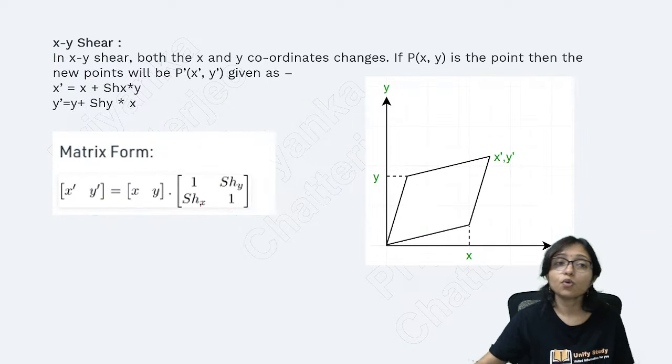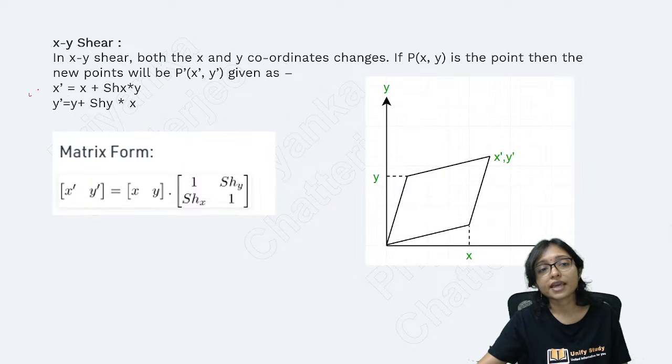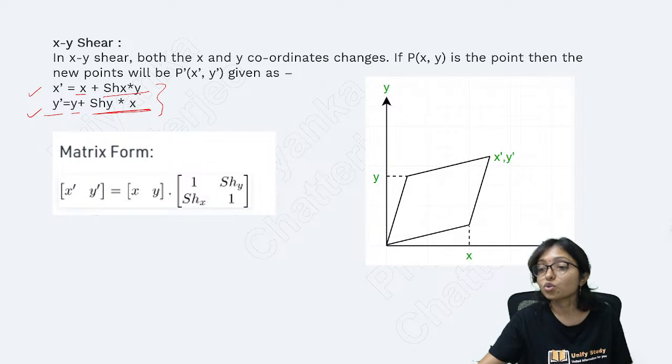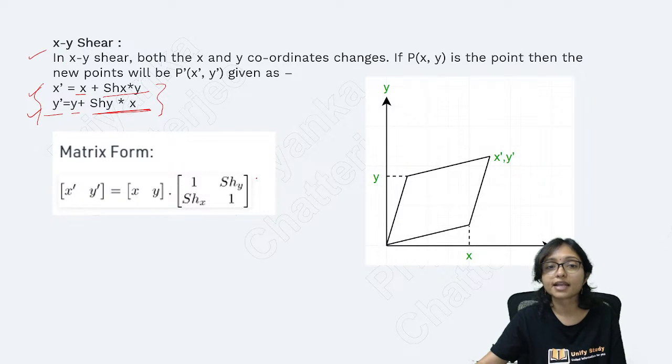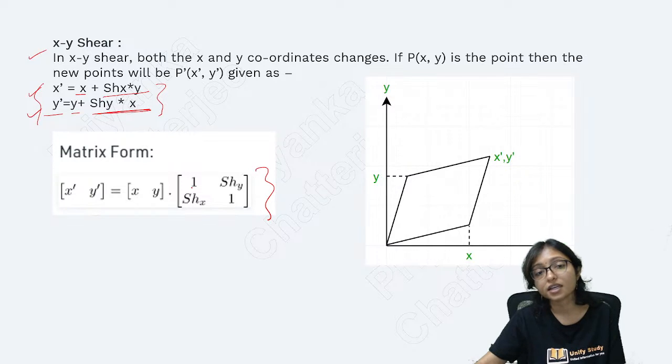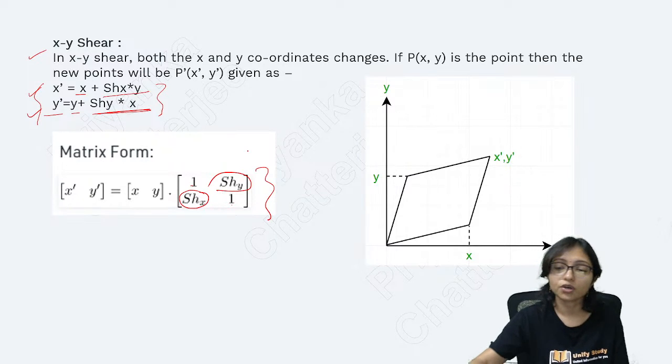And when I did both, x dash and y dash, then x dash equals x plus shx times y, and y dash equals y plus shy times x. This type of shearing was going on, where both the x and y coordinates change. When both coordinates change, we apply this, and the matrix will be like that, right? Here will be shy, here will be shx, and 1 will be here. Like this way it was going on.